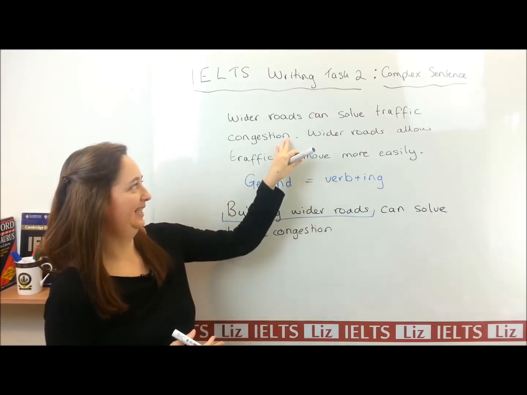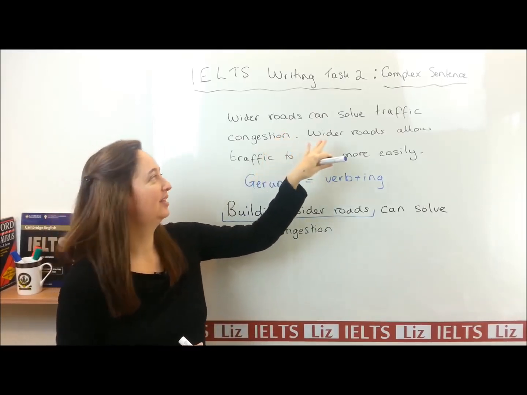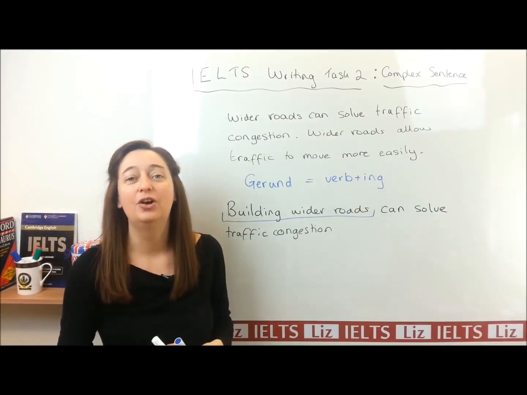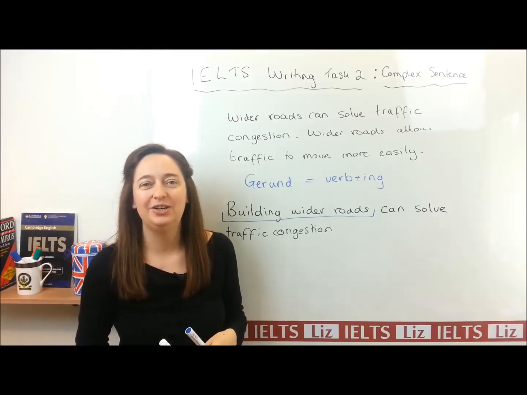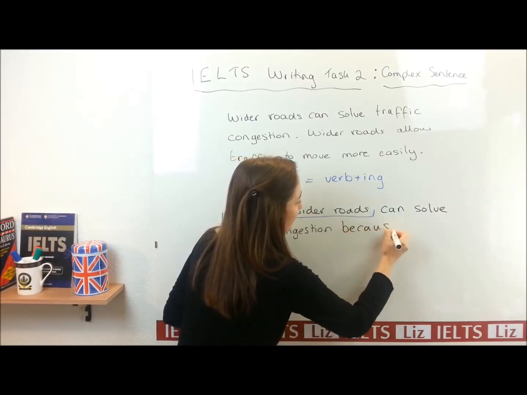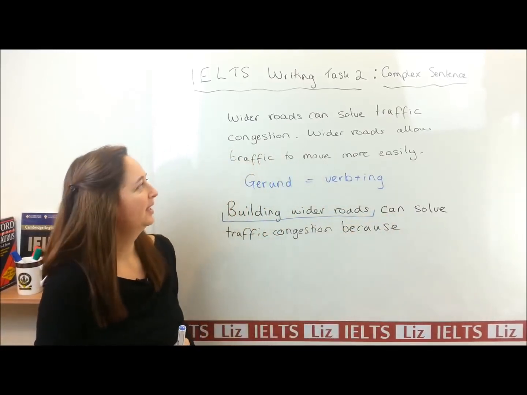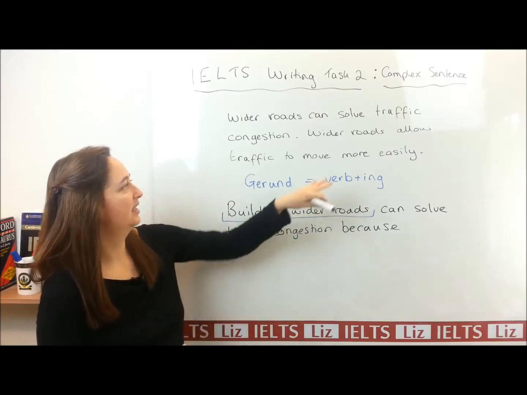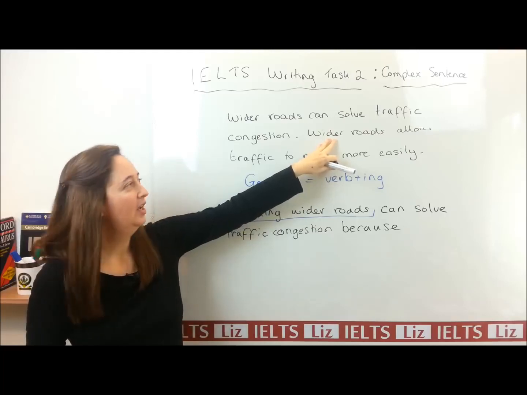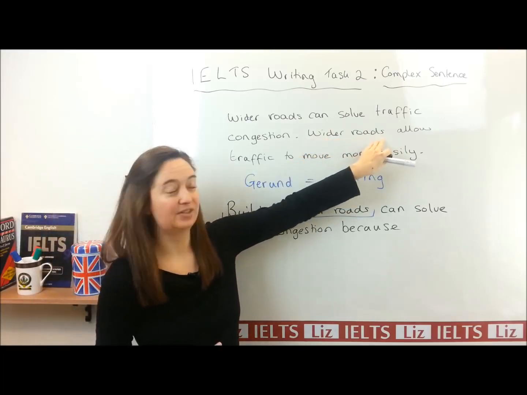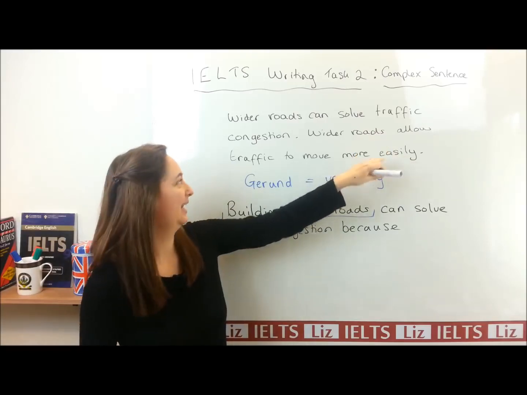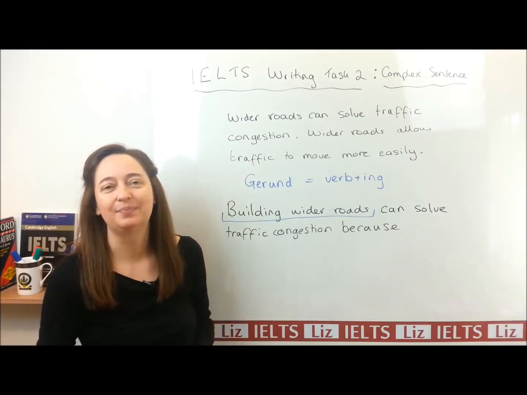Now, we need to link the first sentence with the second sentence. The second sentence is a reason for that. So the linker we can use is because. Because. After the linker, we need another subject. And we don't want to repeat that. Normally, wider roads, that's a plural, we would use they, because they allow traffic to move more easily.